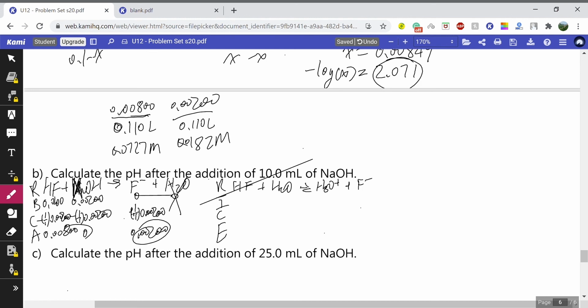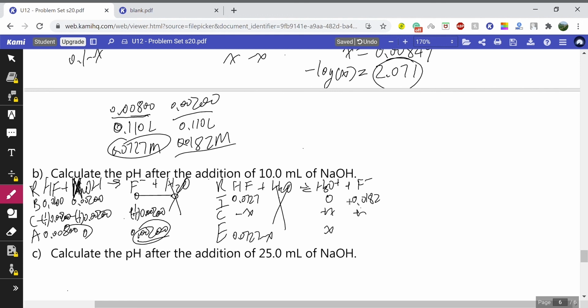HF, the original, is going to be our number over here, which is the corresponding molar, 0.0727. H2O, we cross it out, we don't really need it. H3O+, we start off with 0, and F minus is 0.00200 moles, which is 0.0182 molar. And we need to use everything in molar because it's the RICE chart. Now it's going to be minus X, and at equilibrium, 0.0727 minus X, plus X, plus X, and 0.0182 plus X.